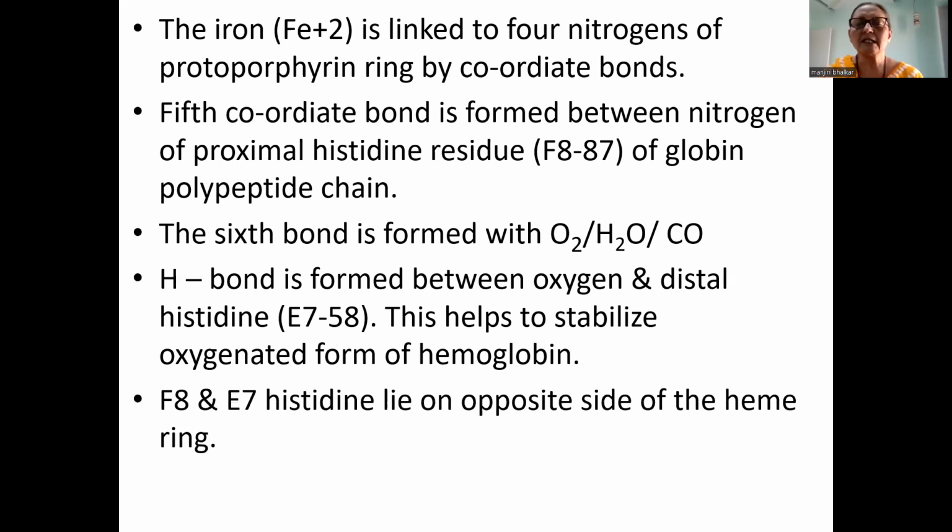Now, the F8 and E7 histidines lie on opposite sides of the heme ring. So again, when you are imagining this, you can always notice that you have a heme or porphyrin ring situated in the globin chain pocket. On one side you have the proximal histidine, and on the other side you have the distal histidine. So they are located on opposite sides of the heme ring.